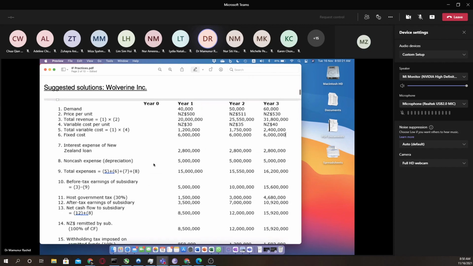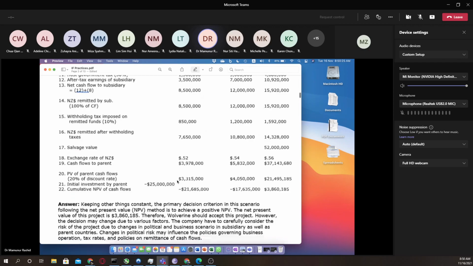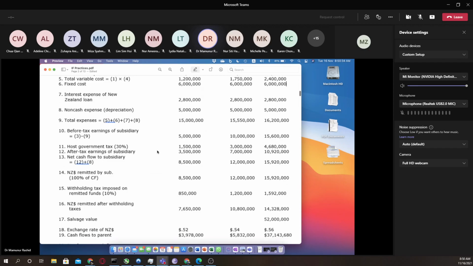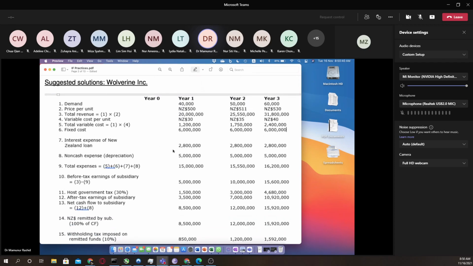Now, let's start at the bottom first. So the initial investment by the parent company is $25 million US. We already know about this. This is already given. And the second part is the incremental operating cash flow, or the operating cash flow.